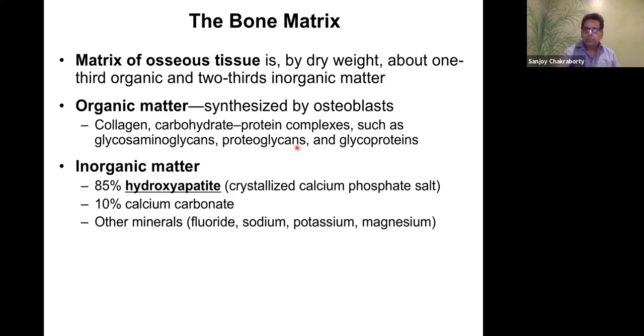So once you know the chemistry, one more time: the organic matter, the proteins, offer the flexibility. In other words, the inorganic matter offers the strength of the bone. Both types of chemicals together are called the matrix. In the case of bone, 99% of bone material is matrix. Now we'll look at the cells.